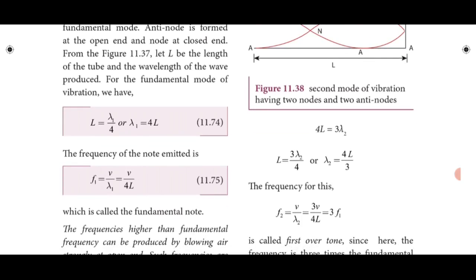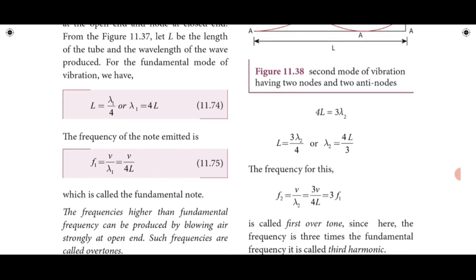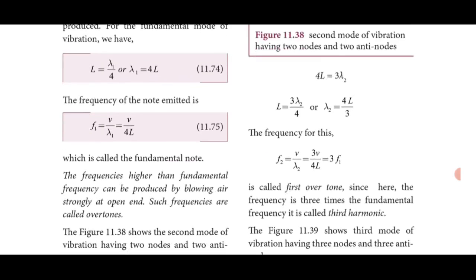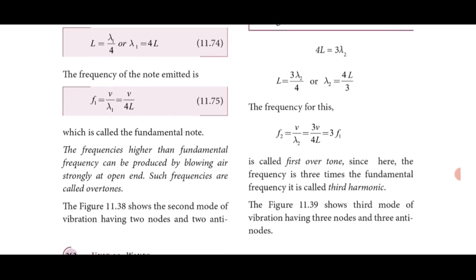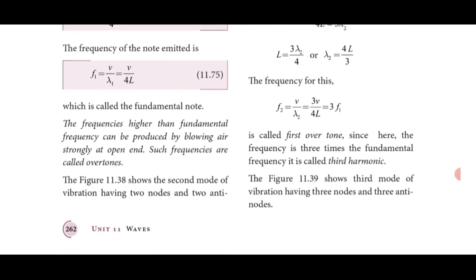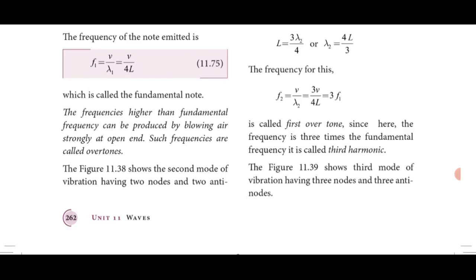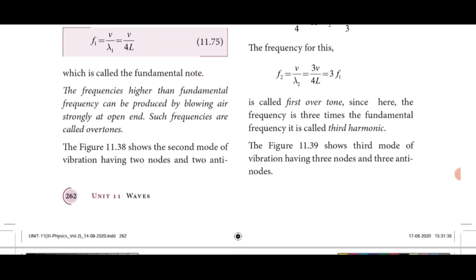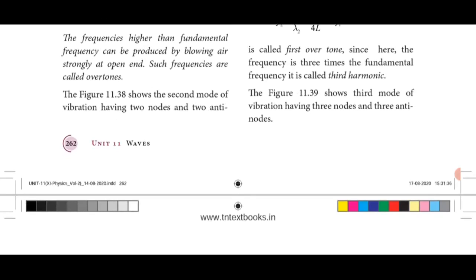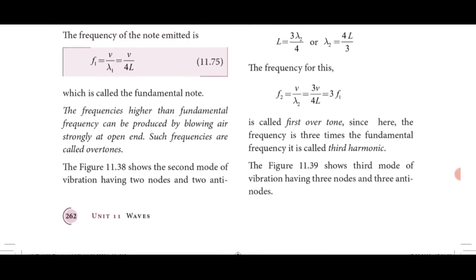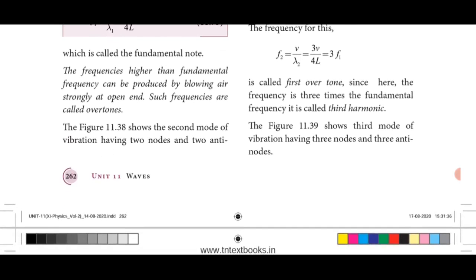Let L be the length of the tube and the wavelength of the wave produced. For the fundamental mode of vibration, we know that L is equal to lambda 1 by 4. So lambda 1 is equal to 4L. The frequency of the note emitted, F1, is equal to V by lambda 1, that is V by 4L, which is the fundamental note. Frequencies higher than the fundamental frequency can be produced by blowing strongly at the open end. Such frequencies are called overtones.